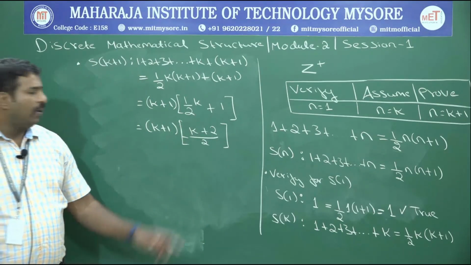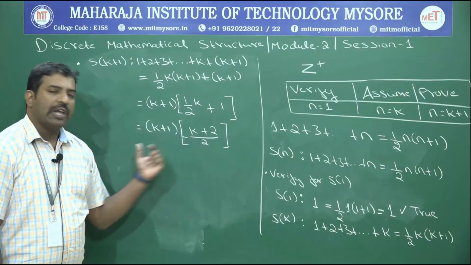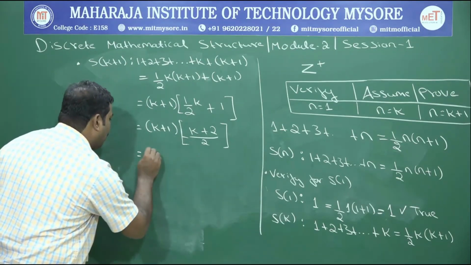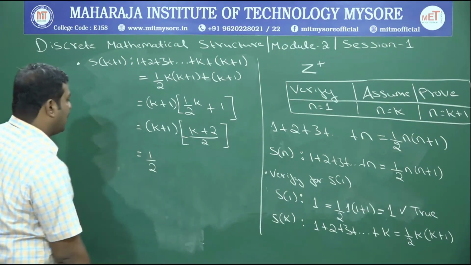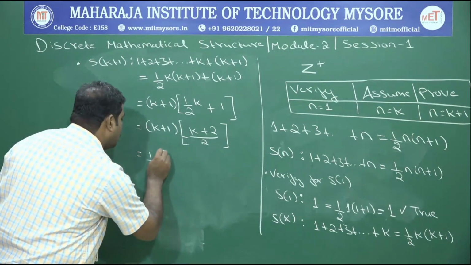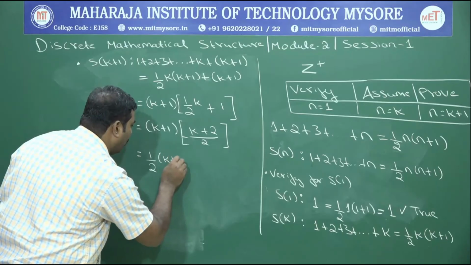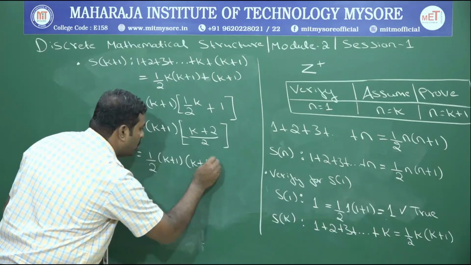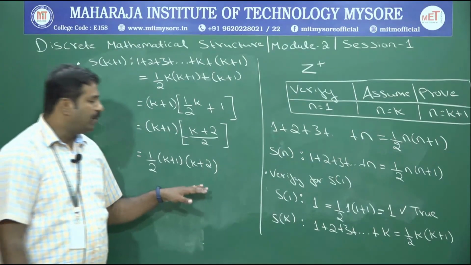Fine. Now this is the statement that I am going to have. Now everything is going to have a common factor. Hence I am going to take this as 1 by 2, and this is going to be k plus 1, and this is going to be now k plus 2. Hence this is proved now.